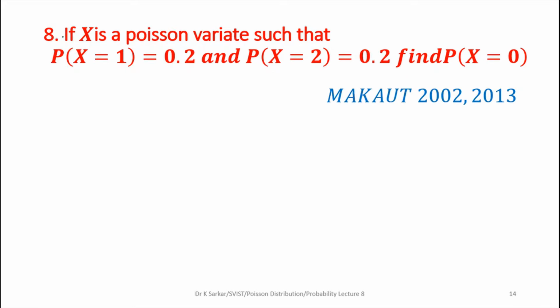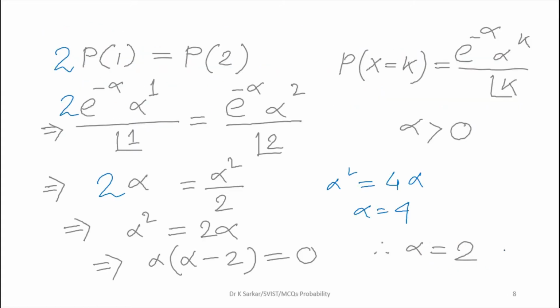Question number 8. If x is a Poisson variate such that probability at x equals 1 is 0.2 and probability at x equals 2 is also 0.2. Find probability at x equals 0. So it is similar to the question we have done earlier, where it is given as probability of 1 equals probability of 2, and in that case we found alpha as 2. Check it. So here it is, alpha was 2.